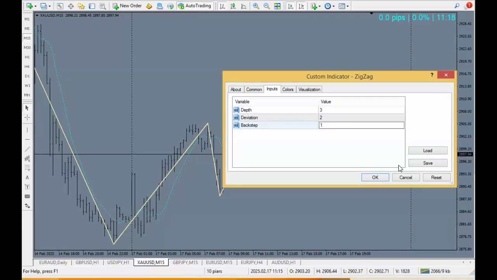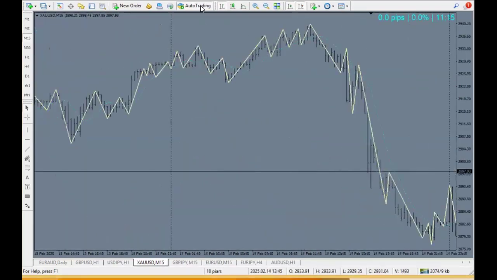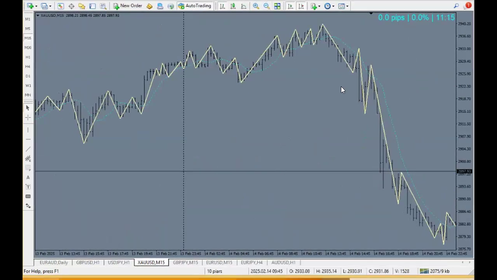Okay, but that one is just too fast for my liking. You'll be in a ranging market, for instance. You'd just be buying, selling, buying and selling, and buying and selling. It will be too fast.